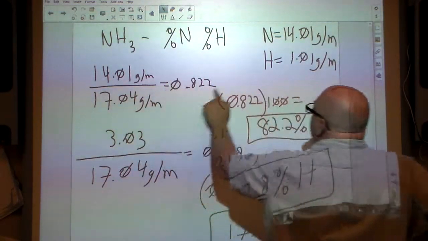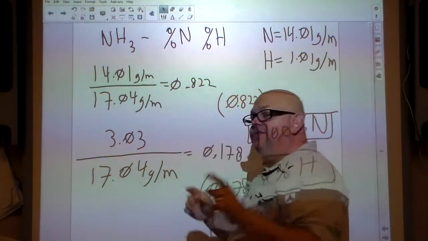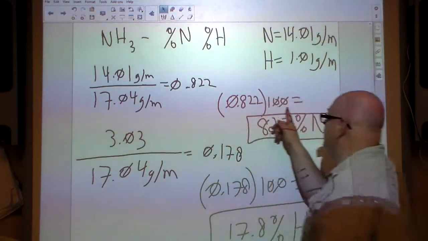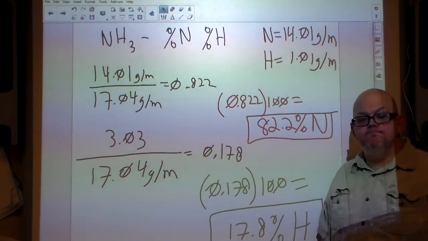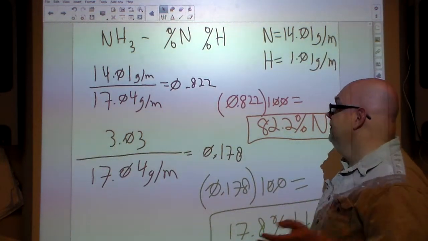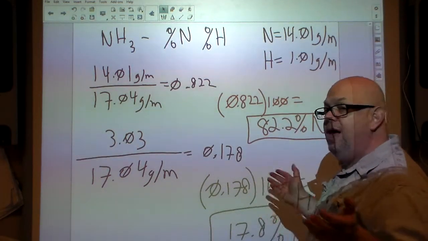We divide that, we get 0.822, but we have to multiply by 100, which is what I did here in red, and we have 82.2% nitrogen. That's it. Now, what about the hydrogen?